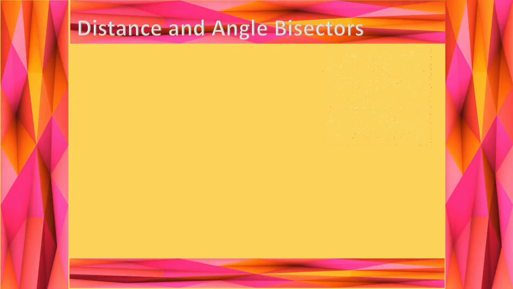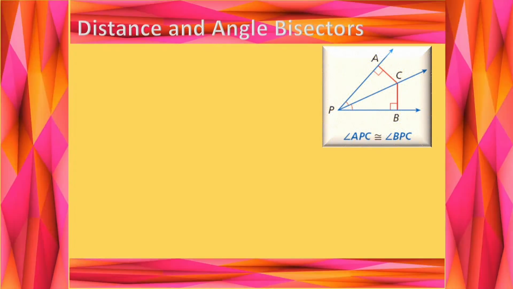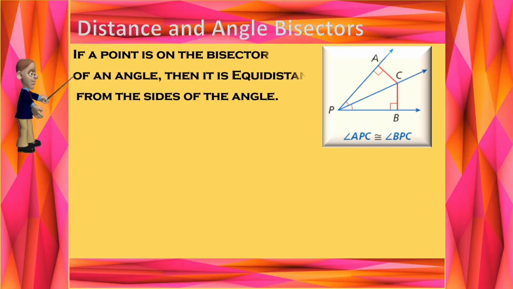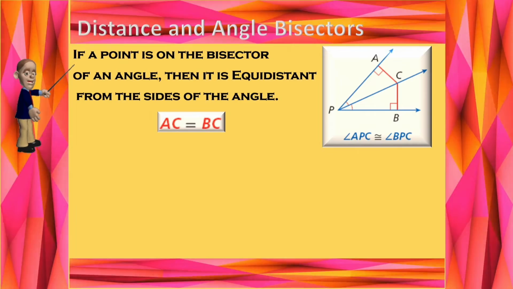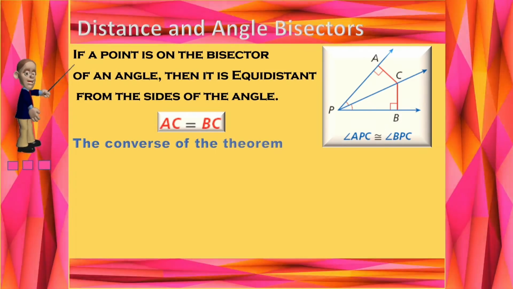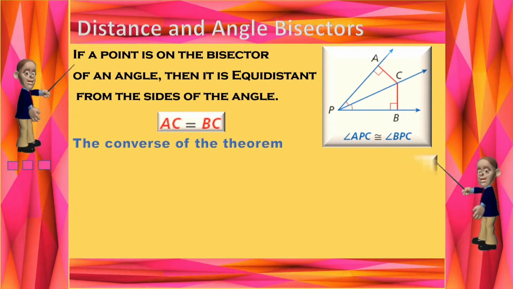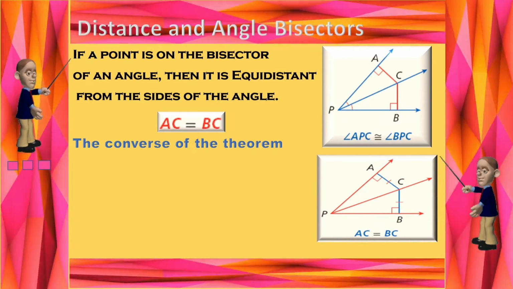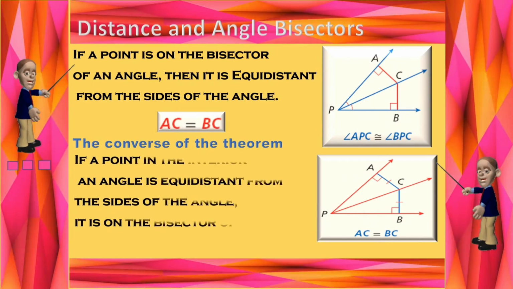Let's move to the second part of the lesson, which is distance and the angle bisector. As we see in the angle APB here, PC is the angle bisector. So we can say that CA equals CB. If a point is on the bisector of an angle, then it is equidistant from the sides of the angle. The converse of the theorem: in angle APB, we can say CA equals CB, so PC will be the bisector of the angle.